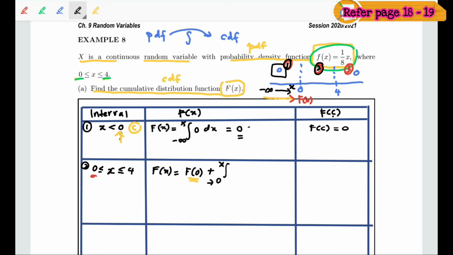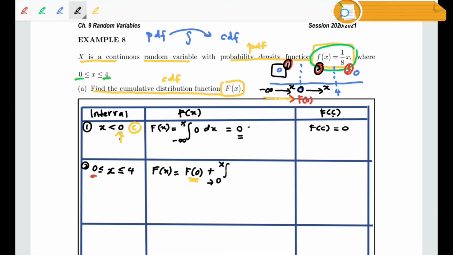So why are we starting from 0? This is the starting point for the second interval. We are going to integrate from 0 until x. It's not 4. We are not integrating until the maximum. We integrate from the beginning of that interval, which is 0, until x, because x represents any single x for that interval. It could be 0 until 1, 0 until 2, 0 until 3.1, 0 until 3.9, any value of x up to 4.